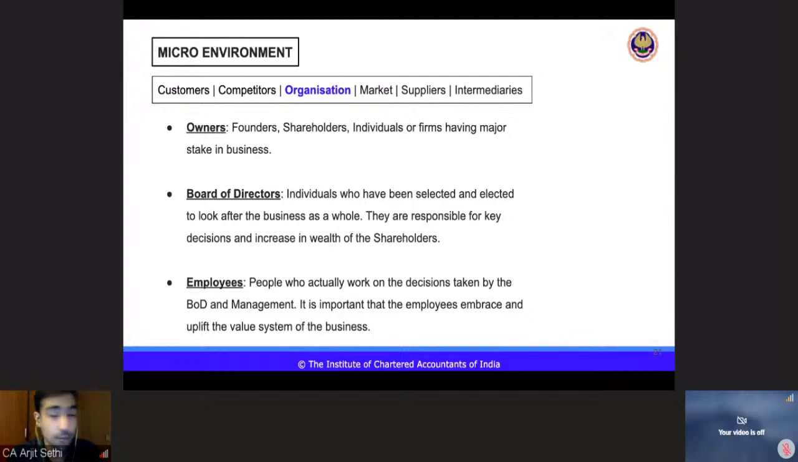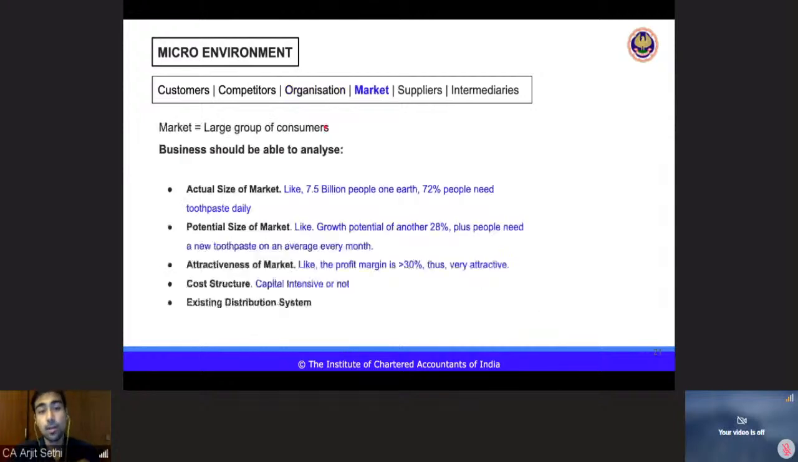Who are the board of directors? We just discussed: individuals who are actually taking care of the operations of the business. Okay. Shareholders come under which category? Under micro, under owners, right? Shareholders are owners. Correct? Okay. We talked about customers or consumers. We talked about competitors. We just talked about organization as a component of the micro environment of a business.